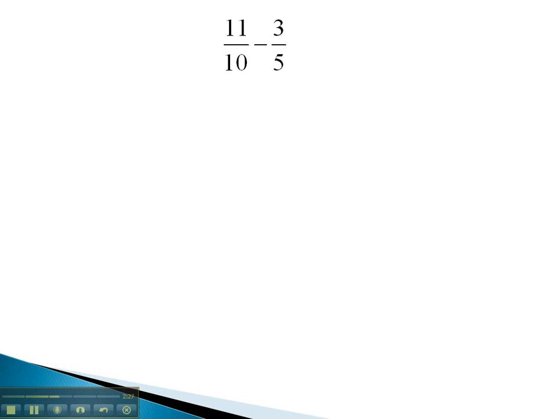In this problem, 11/10 minus 3/5, we would want to identify the least common denominator or least common multiple of both 10 and 5. Using mental math, we see they both divide into 10 evenly. The 11/10 already has that denominator we want. The 3/5 does not, so what we need to do is build up the 5 by multiplying it by what's missing. 5 times what will give us 10? 5 times 2 gives us 10.